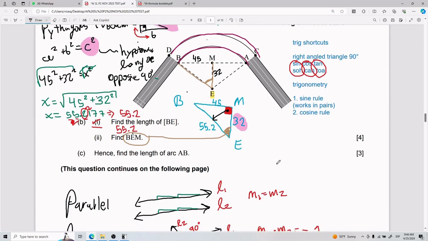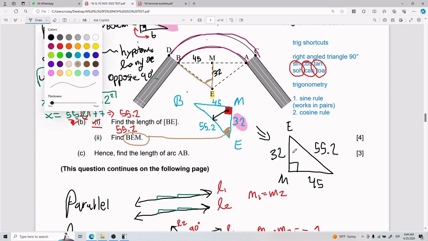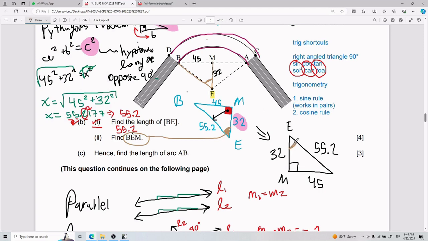So SOH CAH TOA, for example, you have a triangle like this. I'm actually going to redraw the triangle that we have. So the triangle that we have, we said that this is M, this is E, this is 32. So it's the same, just flipped. This is 45, and this is 55.2. And we need to find this angle here. So I just redrew it to make it a little bit more friendly. This is the angle we're trying to find.